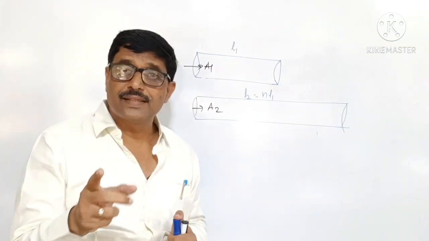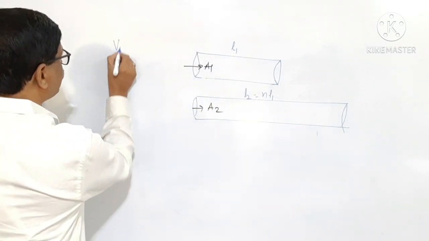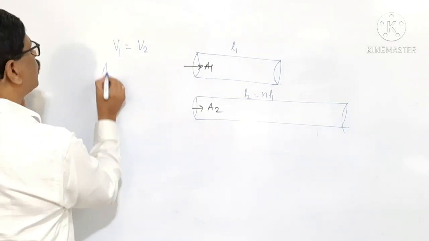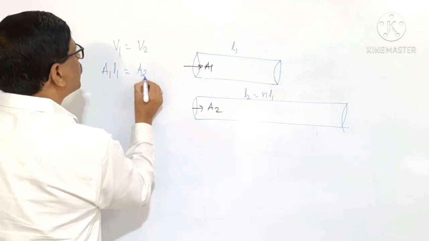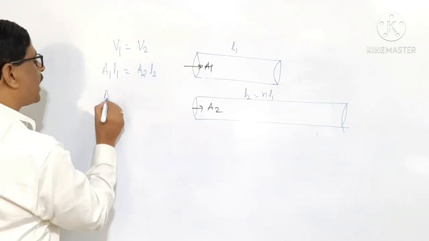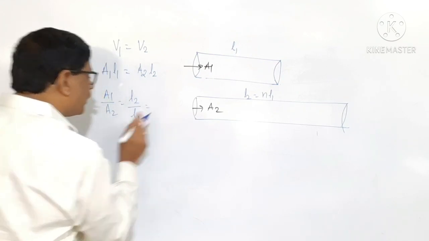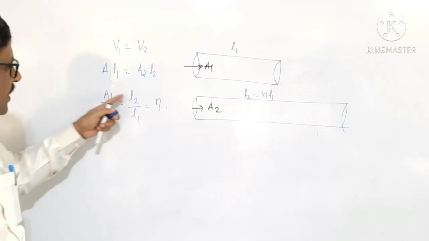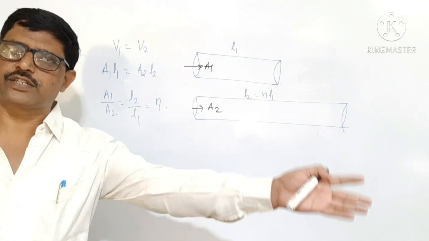With increase in length, there is decrease of cross-sectional area. As the volume remains same, initial volume V1 is equal to final volume V2. The initial volume is area into length. A1 into L1 is equal to the final volume A2 into L2. Here we will see that A1 upon A2 is equal to L2 upon L1. But length is increased n times. Therefore, A1 upon A2 is equal to L2 upon L1 is equal to n. Length is increased n times.